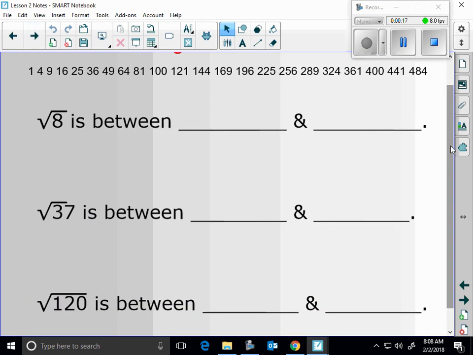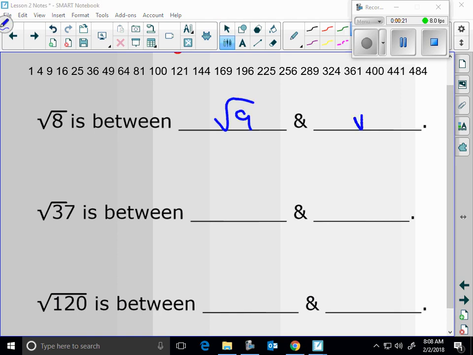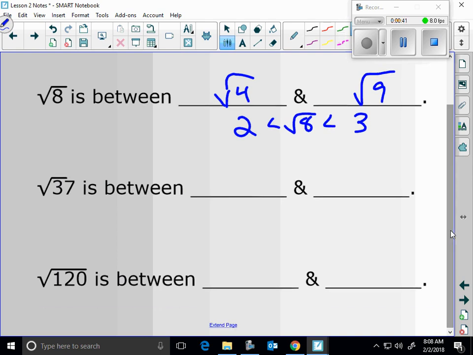Square root of 8. I know the square root of 8 is between two special numbers, square root of 9 and square root of what? It's between the square root of 4 and the square root of 9, right? Wouldn't you agree 8 is between 4 and 9? So that means it'd be between 2 and 3. So the square root of 8 is somewhere between 2 and 3. You can make an estimation on which one it's closer to.